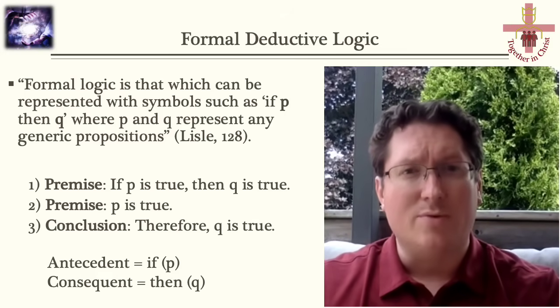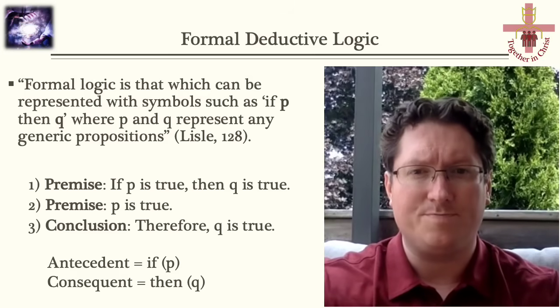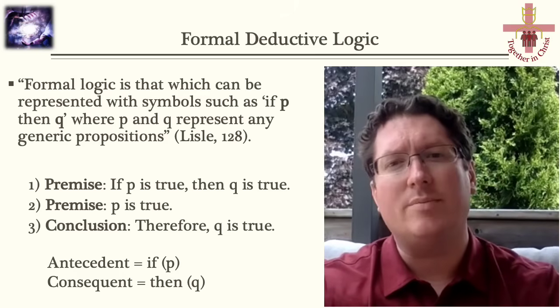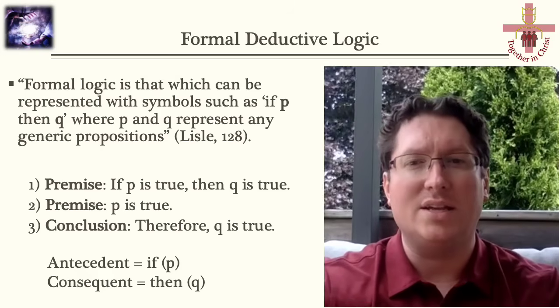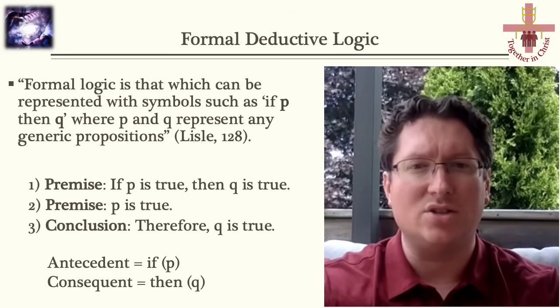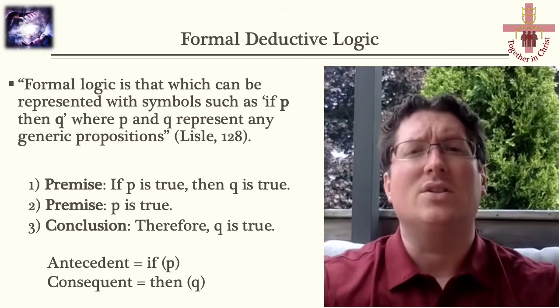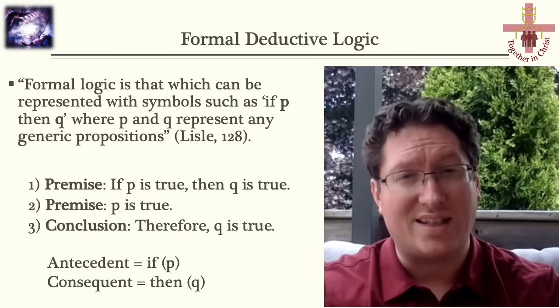You'll have encountered this before, perhaps in high school or college, or mentioned in passing in popular culture. Jason Lisle writes, "Formal logic is that which can be represented with symbols such as if P then Q, where P and Q represent any generic propositions. Formal logic is deductive in nature, which means the conclusion definitely follows from the premises, if the argument is valid."